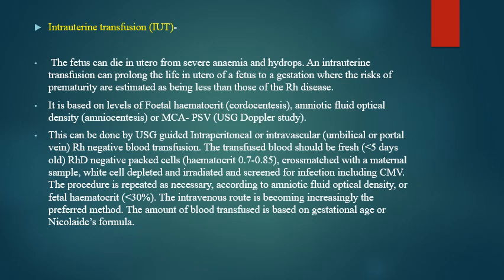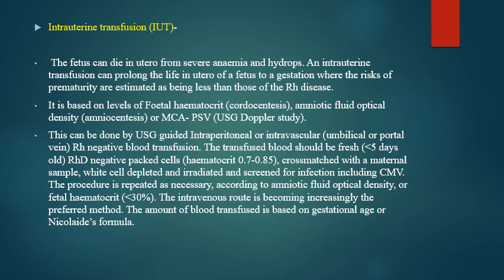Then the next option is intrauterine fetal transfusion. The fetus can die in utero from severe anemia and hydrops. Intrauterine transfusion can prolong the life in utero of a fetus to a period of gestation where the risk of prematurity is estimated as being less than those of the Rh disease. It is based on the levels of fetal hematocrit, which is assured by cordocentesis, then amniotic fluid optical density, which is assessed by amniocentesis, or middle cerebral artery peak systolic velocity, which is picked up by a Doppler study.